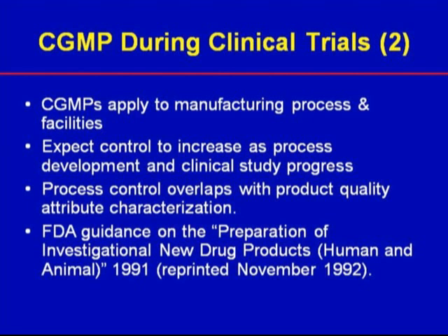It's expected that control of the manufacturing process will increase along with clinical trial advancement and should overlap with your understanding of critical product quality attributes. You should be aware that for Phase 2 and 3 clinical studies, Part 211 applies to cell and gene therapy products. It's recommended that you refer to the FDA guidance on the preparation of IND products published in 1991 and evaluate process controls during early product development.